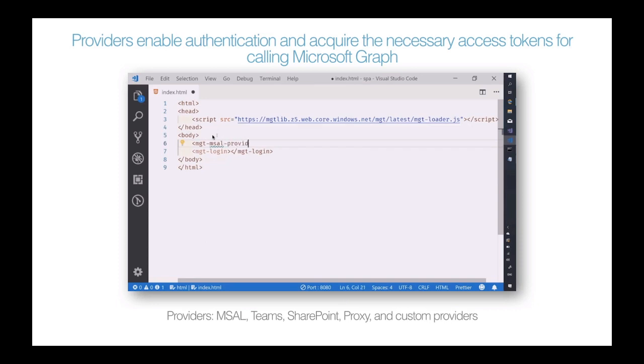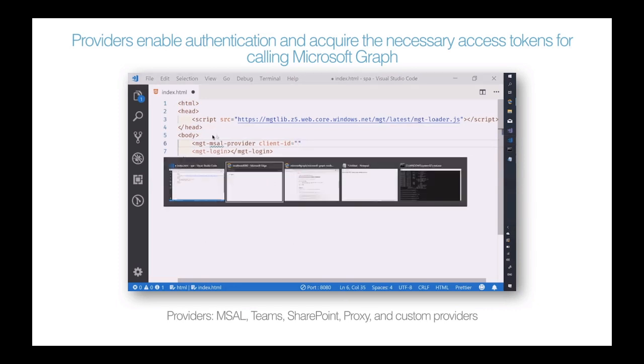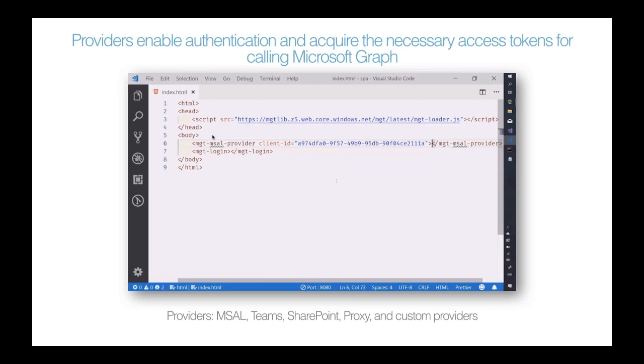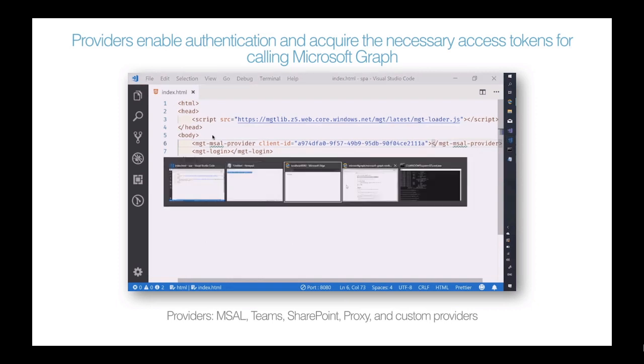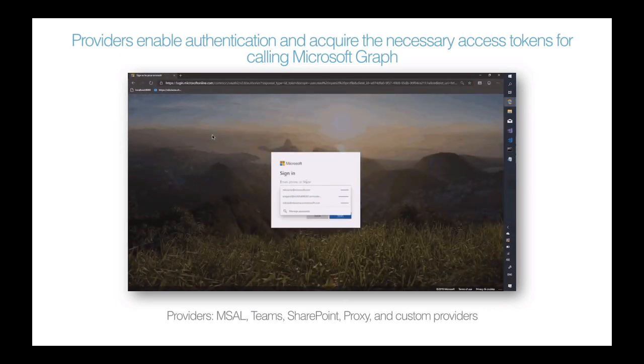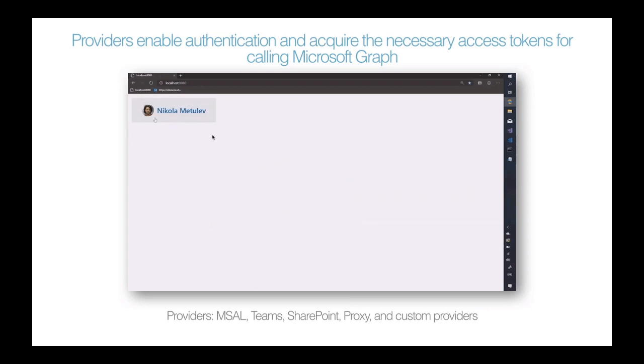There are 4 types of authentication providers that we have. I showed you earlier in the HTML page the MSAL provider, where you needed to supply the client ID for it. We also have the Teams provider, SharePoint provider, and proxy provider. And you can also build your own custom providers. If you already have a project set up and you have your own authentication and your ways of getting the token, then you can build your own custom providers to take advantage of the Graph Toolkit as well as the code that you already built.